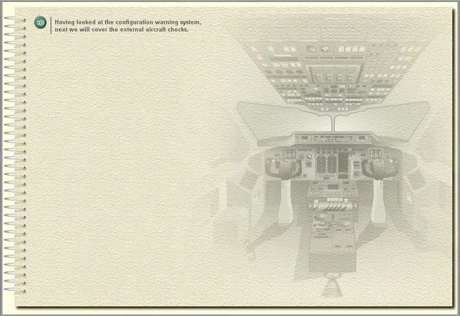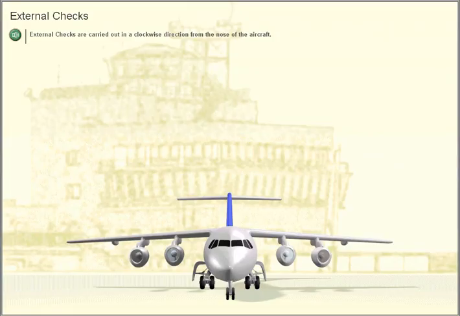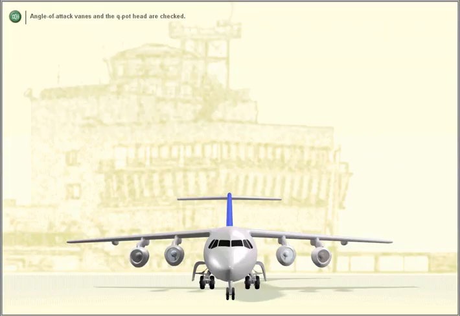Having looked at the configuration warning system, next we will cover the external aircraft checks. External checks. External checks are carried out in a clockwise direction from the nose of the aircraft.